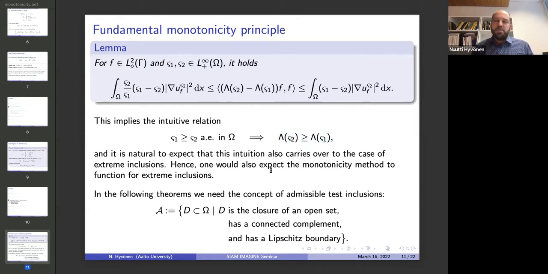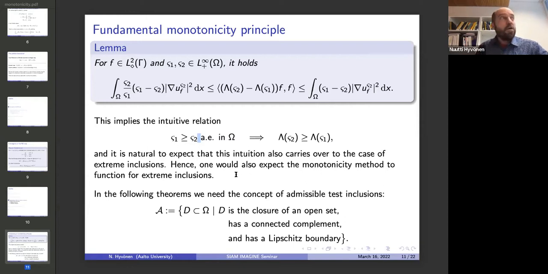And physically, it's easy to understand what's going on over here. If you increase the conductivity, the power that you need for maintaining the current pattern on the boundary can be decreased. And that's why the operators in the sense of positive definiteness move in the opposite direction. For Dirichlet-to-Neumann maps, this would be the other way around. But for Neumann-Dirichlet maps, smaller conductivity implies larger Neumann-Dirichlet map. And everything in the monotonicity method is kind of based on these monotonicity relations.